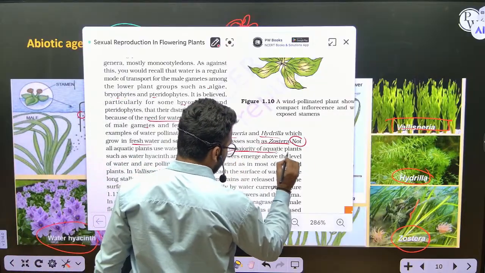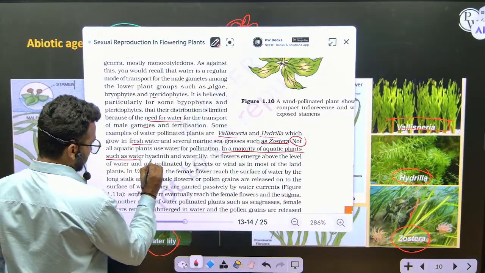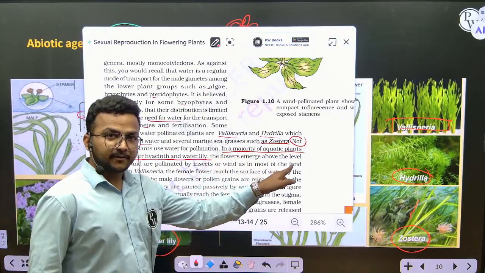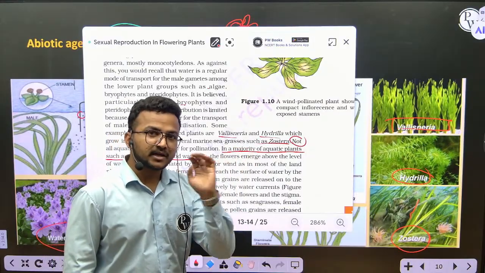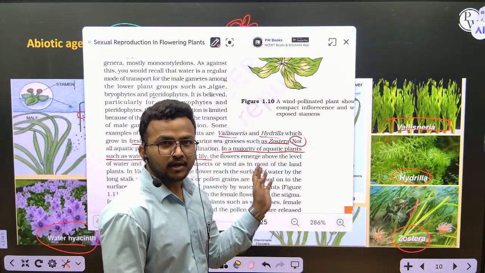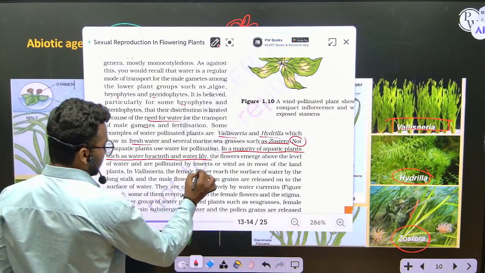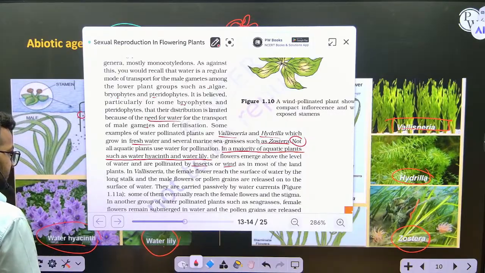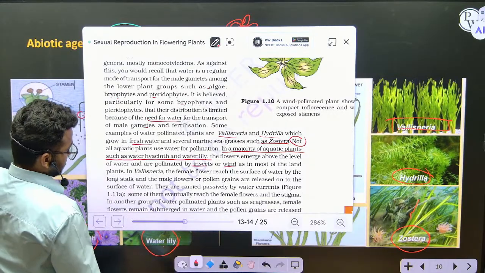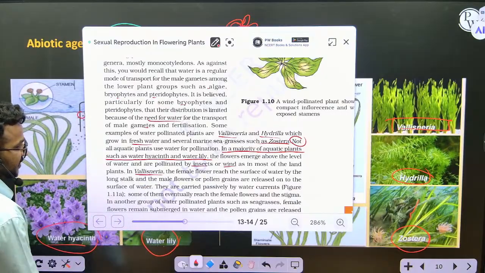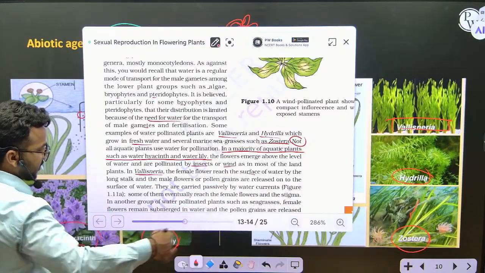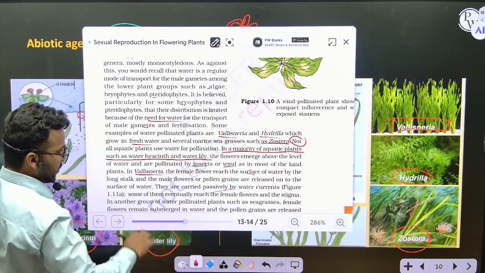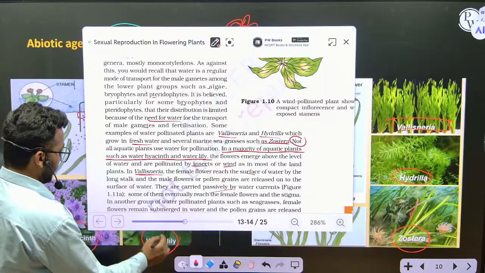In a majority of aquatic plants such as water hyacinth and water lily, the flowers emerge above the water. You need to remember, the majority of water plants are not pollinated by water. Instead, they are pollinated by insects or wind, like most land plants. And in the case of Vallisneria, the female flower reaches the surface, which we call a surface pollinated flower, and the pollen grains are carried passively by the water currents.